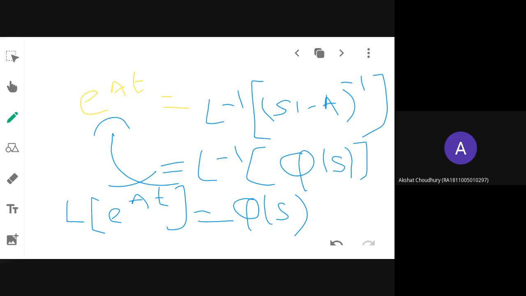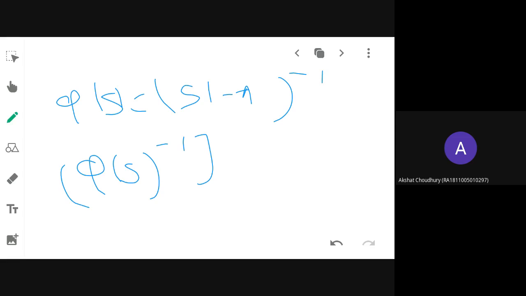Now next thing is one more thing how to do. Finally, phi of s you know. Phi of s is equal to (sI minus A) inverse. So phi of s inverse, if you take to the other side, it will be sI minus A. Now from this equation, how can you find out A finally? This is how you will be finding out the system matrix if you have been given e power At. So what is the formula for A?